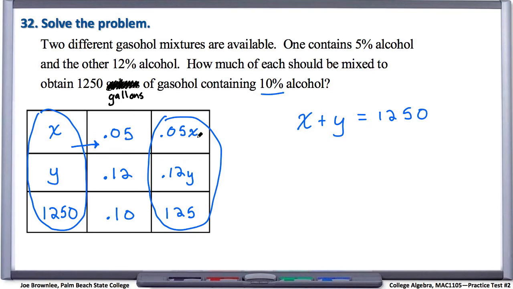And then we will have 0.05X plus 0.12Y equals 125.